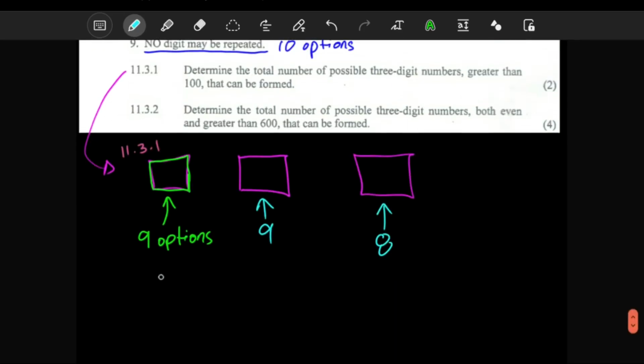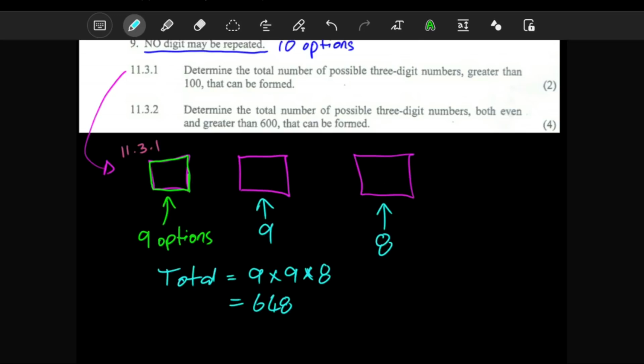So here the total number of options is going to be equal to 648. Now the reason for that is, remember we said only 9 options for the start because we cannot use a 0. The moment you put a number in here, you only have 9 values left. So you have 9 options. And then here, the moment you put a value in there, you only have 8 options left because 2 of them are used up.